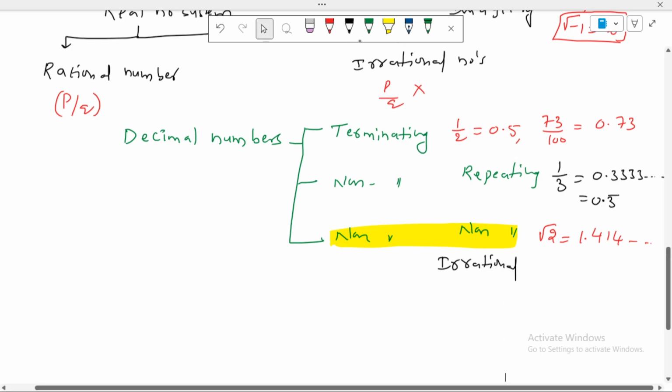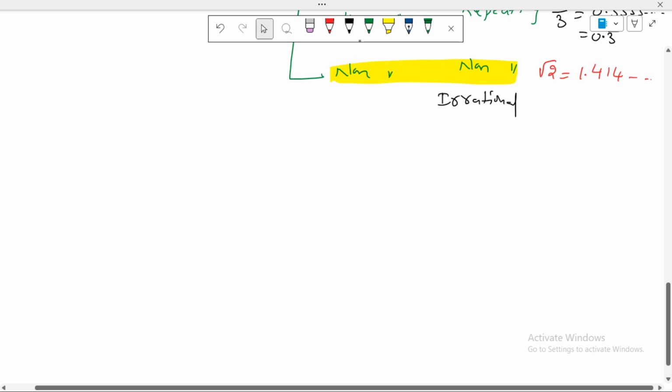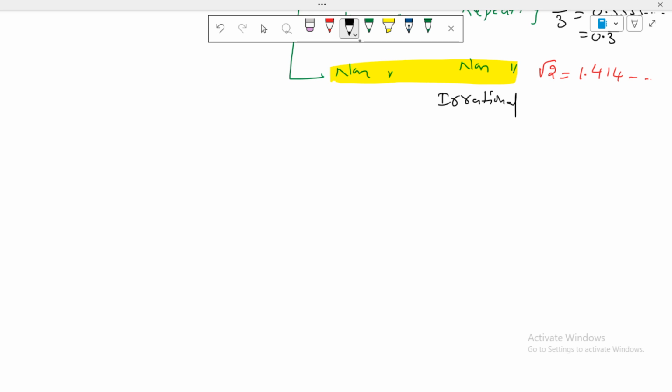With the help of irrational numbers we also have the concept of surds. I don't want to deviate from this topic now because we are strictly discussing only the classification of numbers. This part is finished. After this, rational and irrational: if you focus on rational numbers, we just discussed the p by q form. So these are rational numbers, or the rational number system.